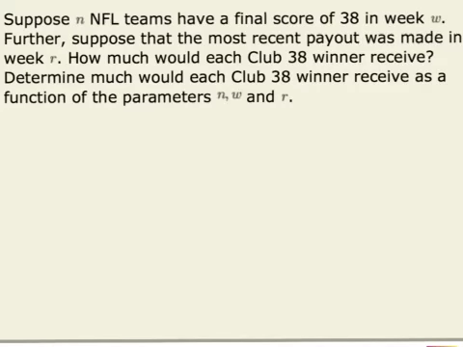In this problem, we're being asked to find a function. The function depends on three things: the value n, which is the number of teams that have a final score of 38 in a given week, w, the week that we're talking about, and r, the most recent week that there was a payout. Alright, we need to come up with this function.